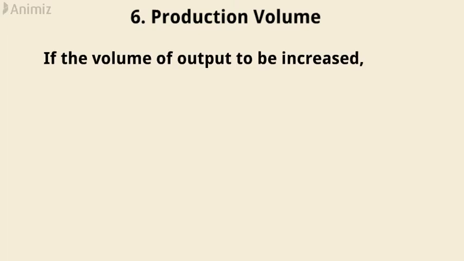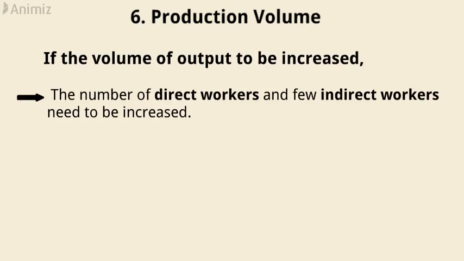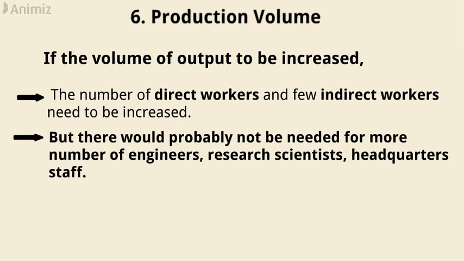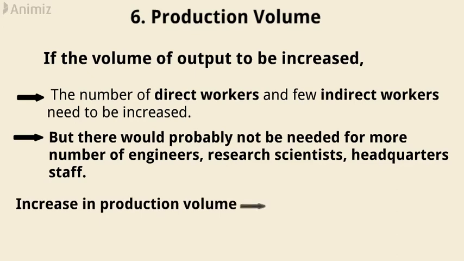6. Production volume. If the volume of output is to be increased, the number of direct workers and a few indirect workers need to be increased. But there would probably not be a need for more engineers, research scientists, headquarters staff. So the increase in production volume increases productivity.